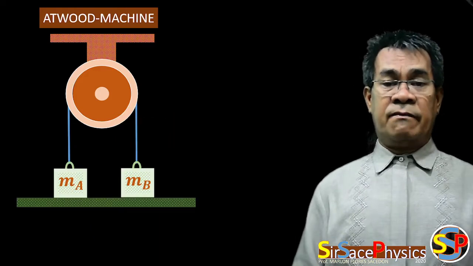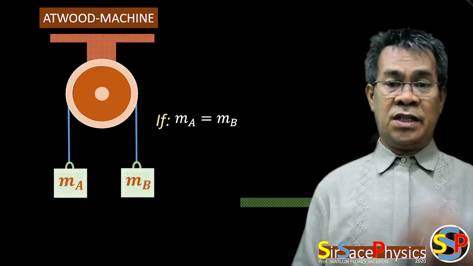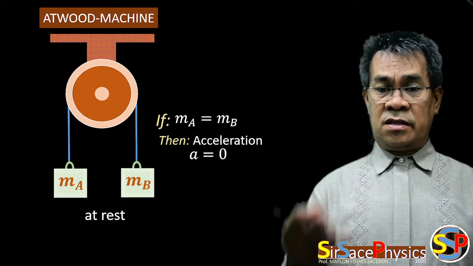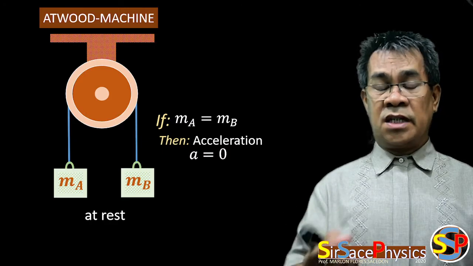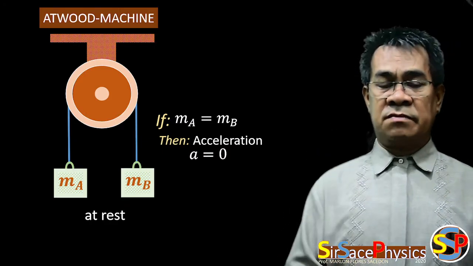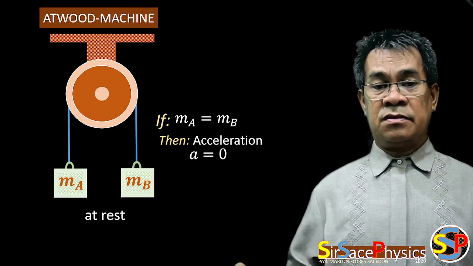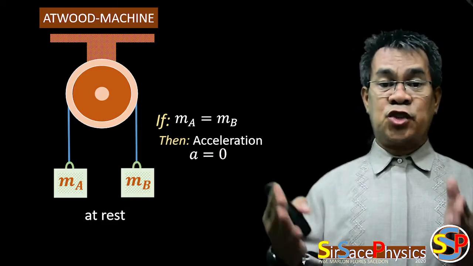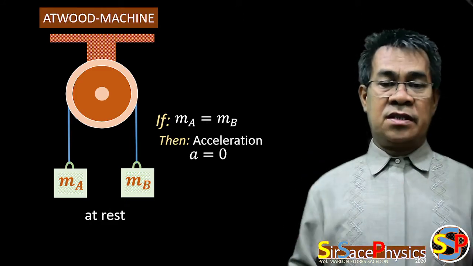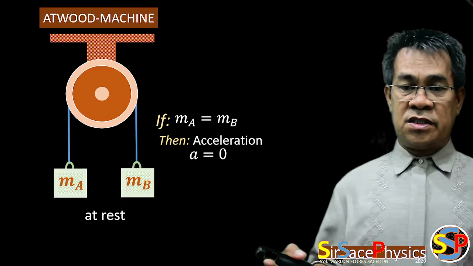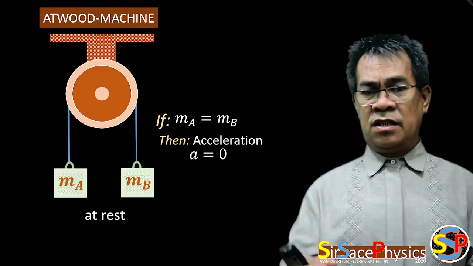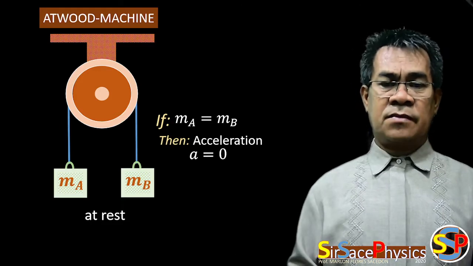Now, what will happen if mass A is equal to mass B? Then, if you release it, it won't move. It is in a rest condition. Hence, the acceleration is zero, because the moment the object is at rest, there's no acceleration. And remember that acceleration is a change in velocity. So, both of them have zero velocity, so there's no change to the objects. There's no initial, there's no final. So, the acceleration is zero.